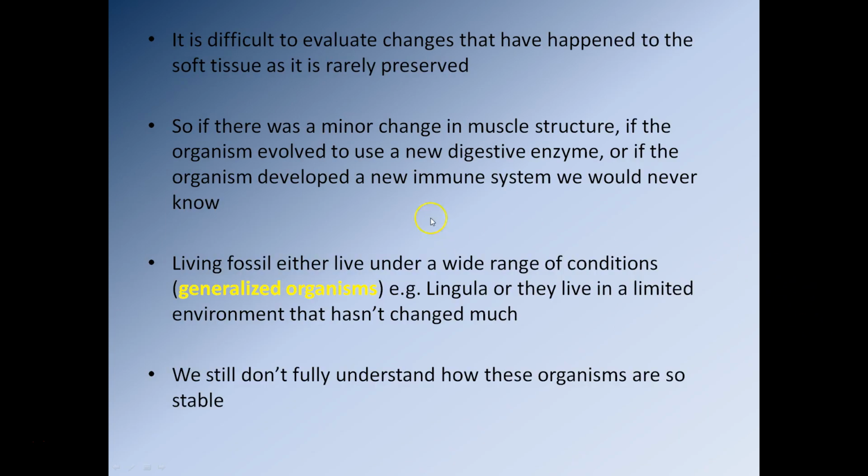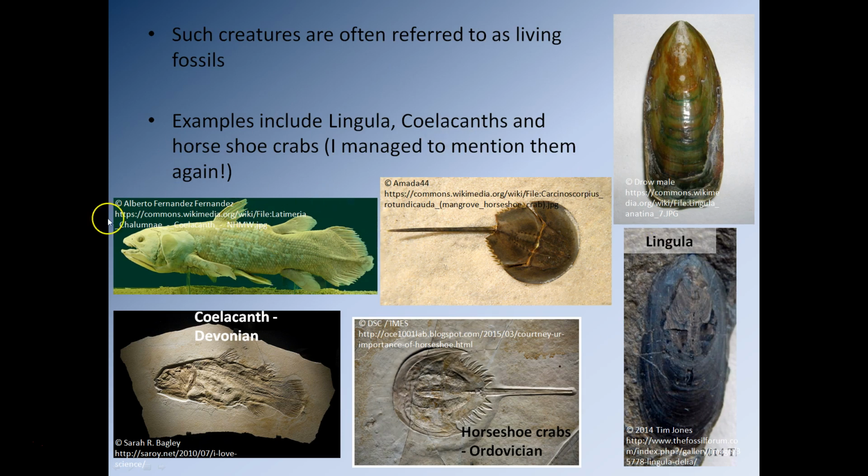So it does mean if there's been some kind of minor change to muscle structure, if the organism evolved to use a new digestive enzyme, or if the organism developed a new kind of immune system, we would never know about it. So when we're talking about living fossils, we're bearing in mind that we are only looking at the hard parts of the fossil.